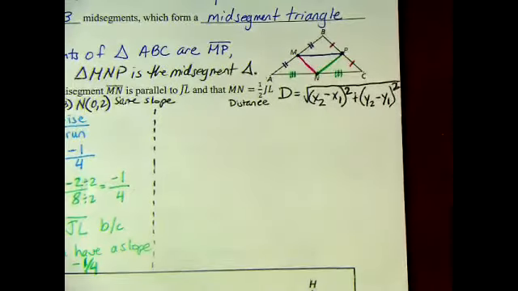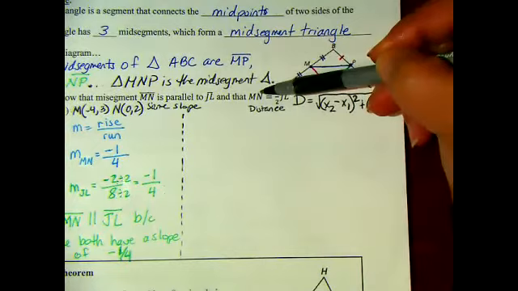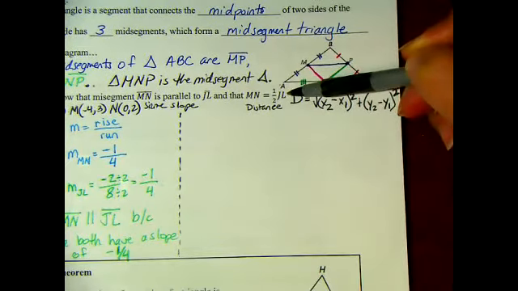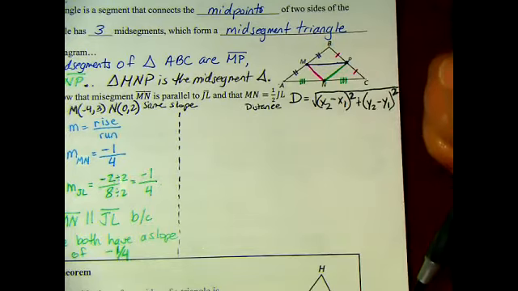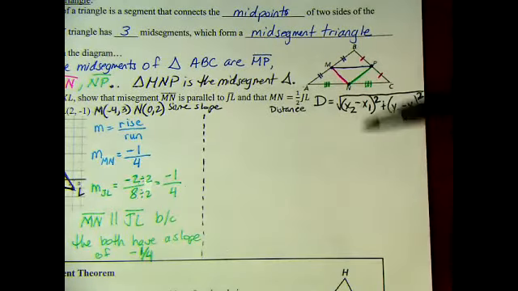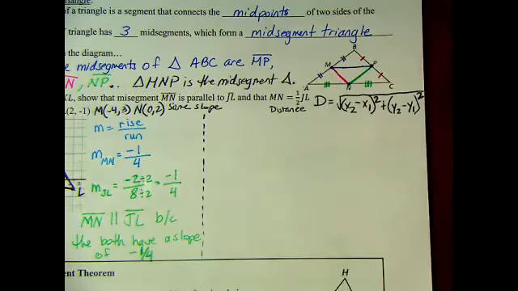Okay. So we're going to have to find the distance of both MN and JL to see if MN is half of what JL is. For that, we're going to have to use the distance formula twice. And we're going to go through this.